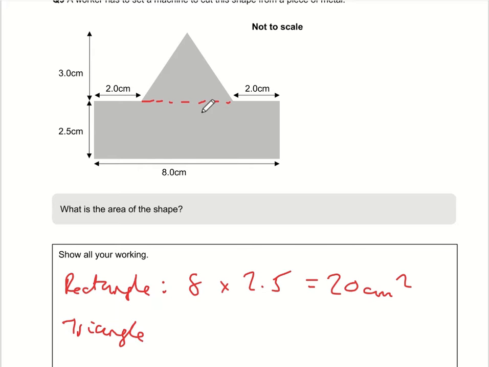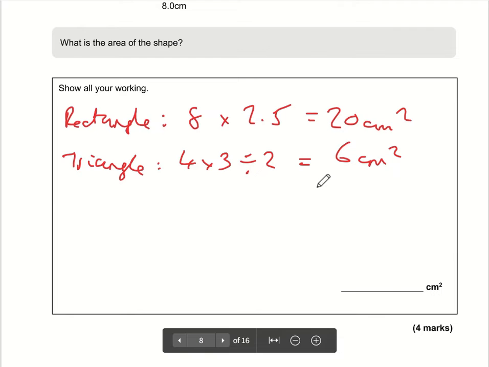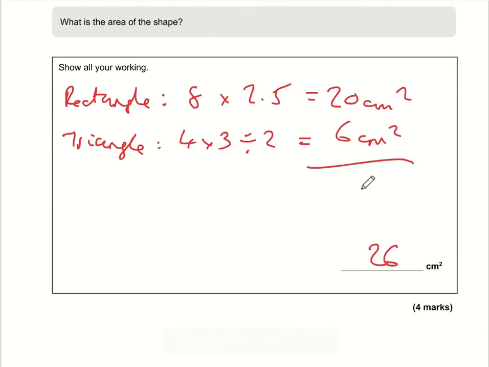Now, what is this distance here? Well, if it's 8 from here to here, and 2 on this side and 2 on that side, then this side is 8, take away 2, take away that 2, so that is 4 centimetres. So the base is 4, the height is 3, we're dividing it by 2, and that is 6 square centimetres. So therefore the total area is 20 plus 6, which is 26 square centimetres.